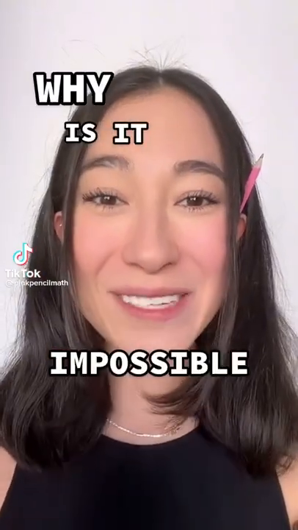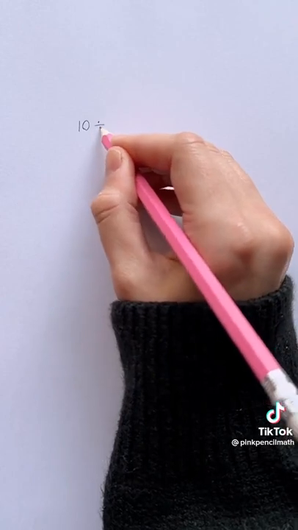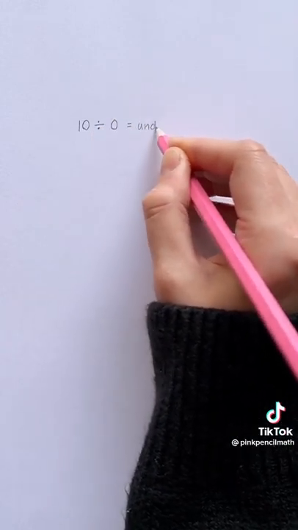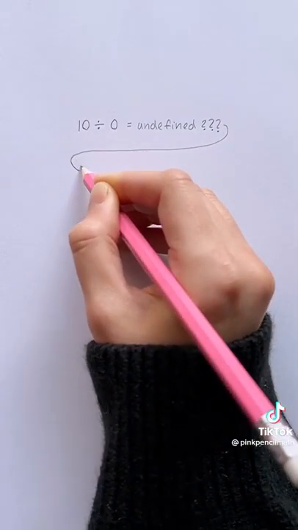Why is it impossible to divide a number by 0? If we pick a number like 10 and divide it by 0, this will equal undefined. But why is it undefined? Let's backtrack for a second because this is pretty cool.